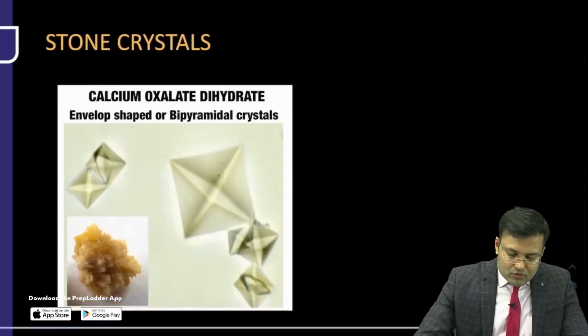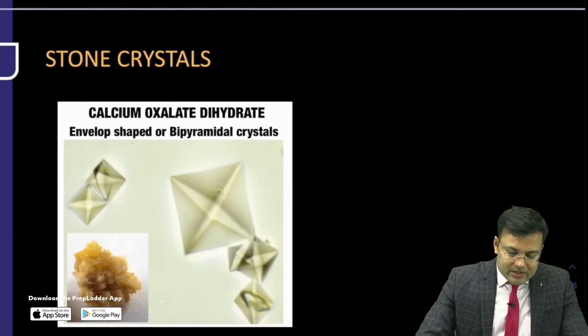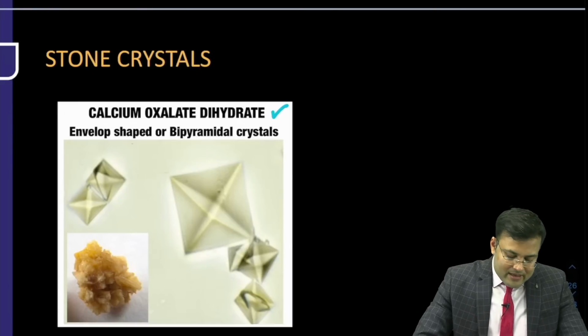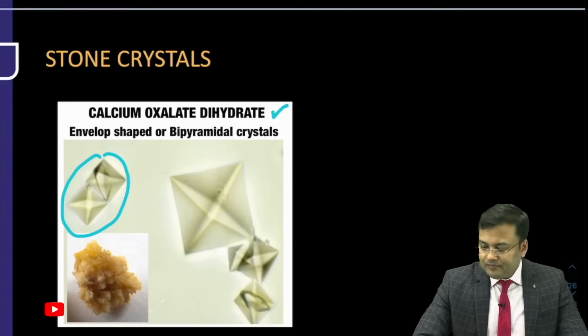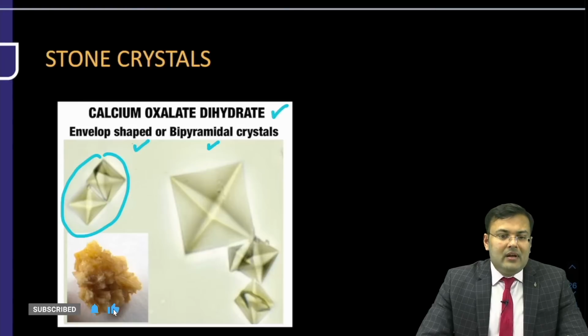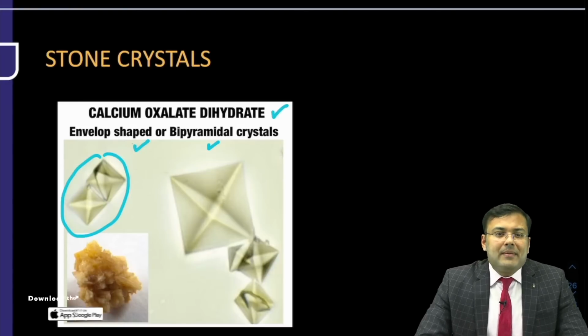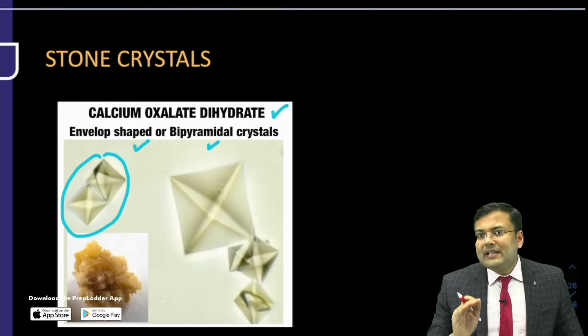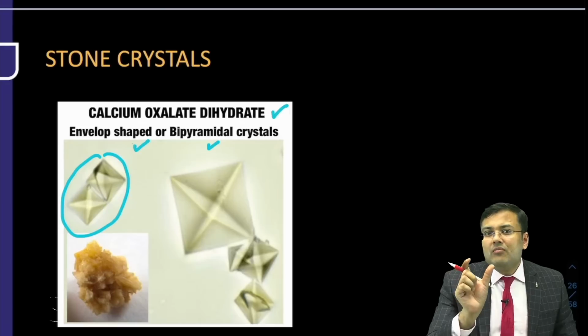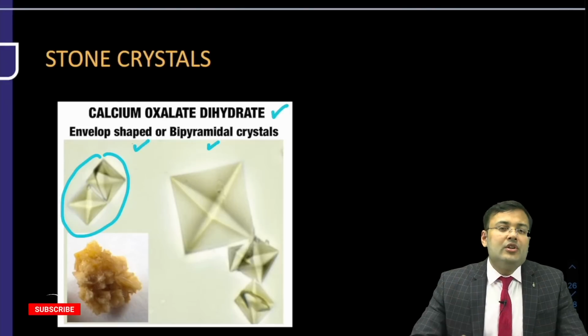So first, the most common type of renal stone is calcium oxalate, also known as calcium oxalate dihydrate. Tell me what is the shape of the crystal. You can see it is envelope shaped or bipyramidal. That is the calcium oxalate crystal. Calcium oxalate means calcium oxalate dihydrate. If the examiner wants to ask calcium oxalate monohydrate, he will mention monohydrate. If nothing is mentioned, you will assume that it is calcium oxalate dihydrate.